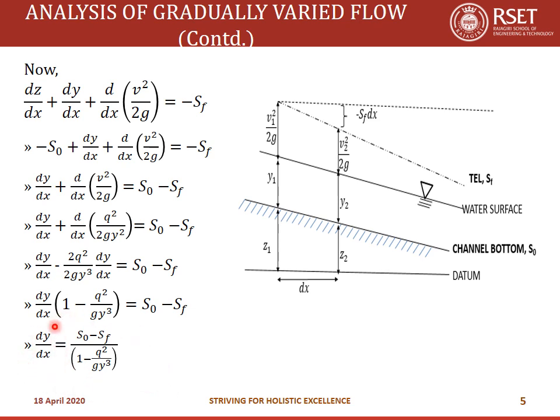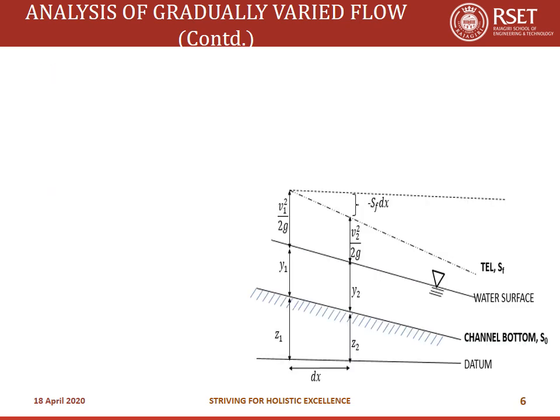So you should understand what dy by dx is over here. Dy by dx is the rate of change of flow depth along the distance. So the change in the water surface elevation with distance is dy by dx, and it is given by S naught minus Sf divided by 1 minus q squared by g y cube. Now it's not yet the final form. We can further simplify this expression. I have kept the figure as it is. So dy by dx is S naught minus Sf divided by 1 minus q squared by g y cube.